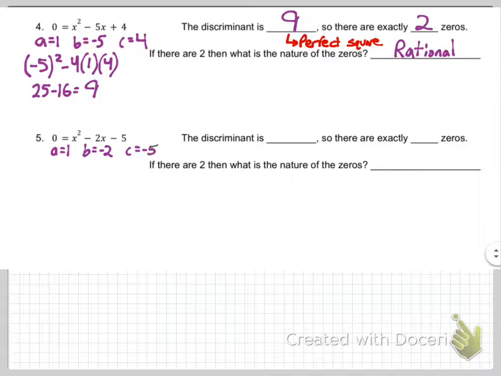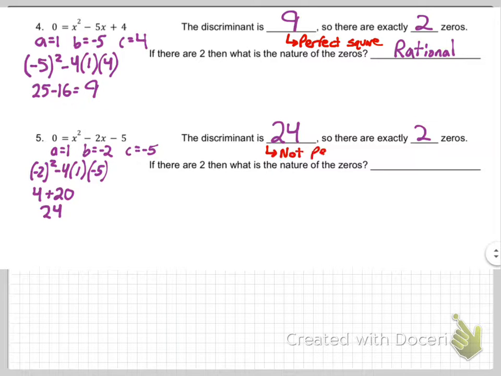All right, a is 1, b is negative 2, and c is negative 5. Here we do negative 2 squared minus 4 times 1 times negative 5. And we get 4 plus 20, which is 24. This discriminant is 24, so it is again positive, which means there are exactly 2 zeros. However, because 24 is not a perfect square, that means that our 2 zeros are going to be irrational.